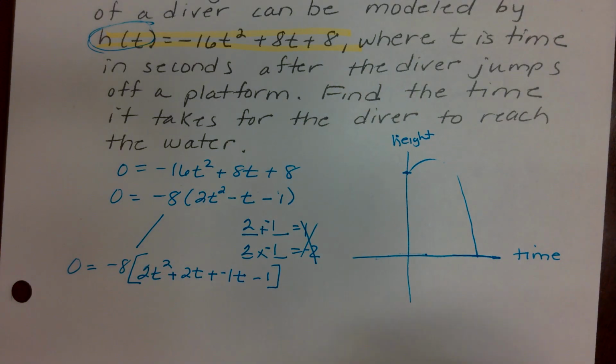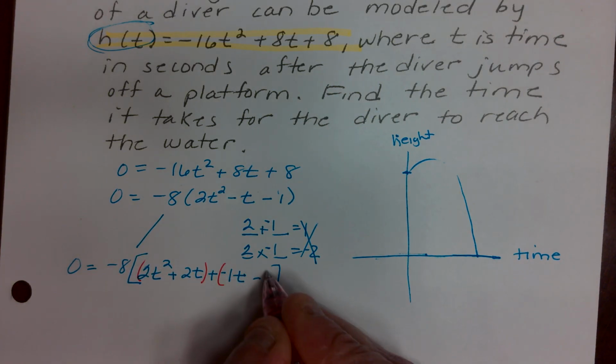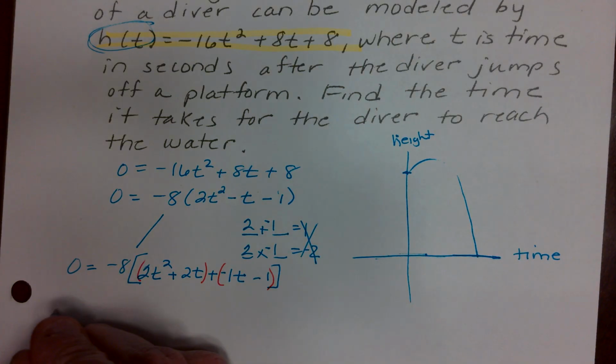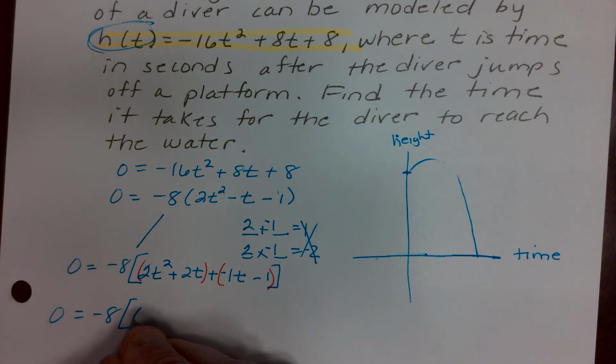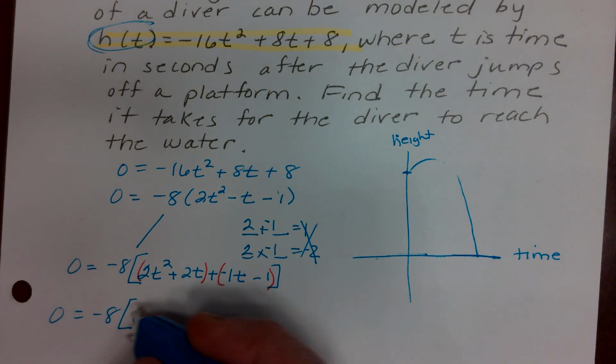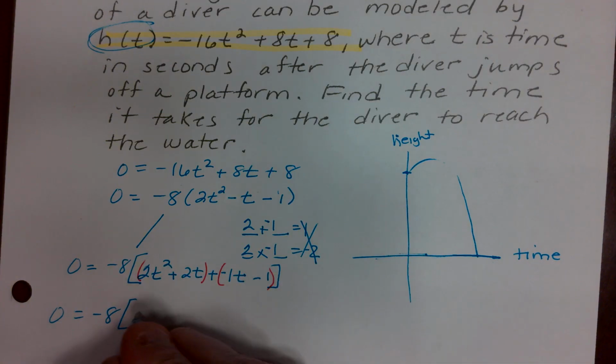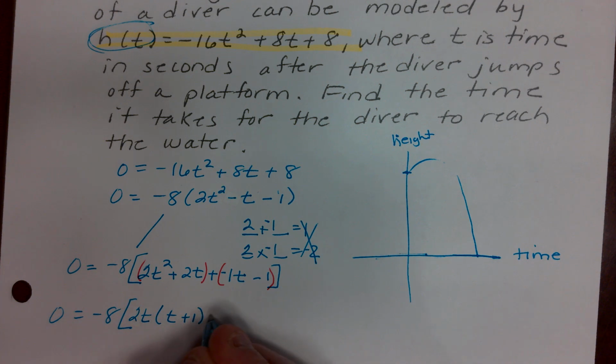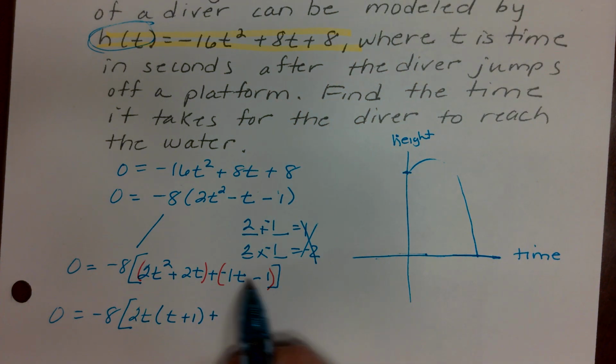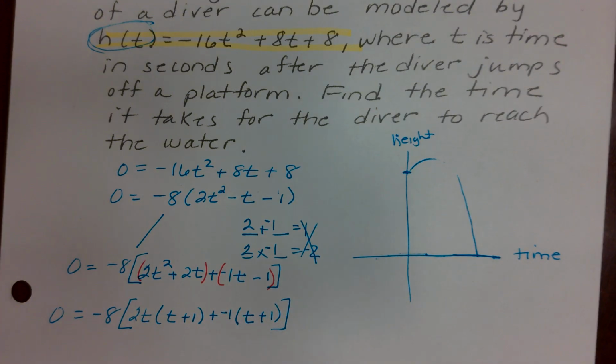Then I need to do grouping. So I group these first 2 and I group the last 2. And I'm going to just rewrite this again. I didn't leave myself enough room. Can take out a 2t here. And I'm left with a t plus 1 plus. And then because of that negative again, I'm going to take a -1 out. And then I'll be left with a t plus 1 inside. And we all scream hip hip hooray because we have the t plus 1 in there.